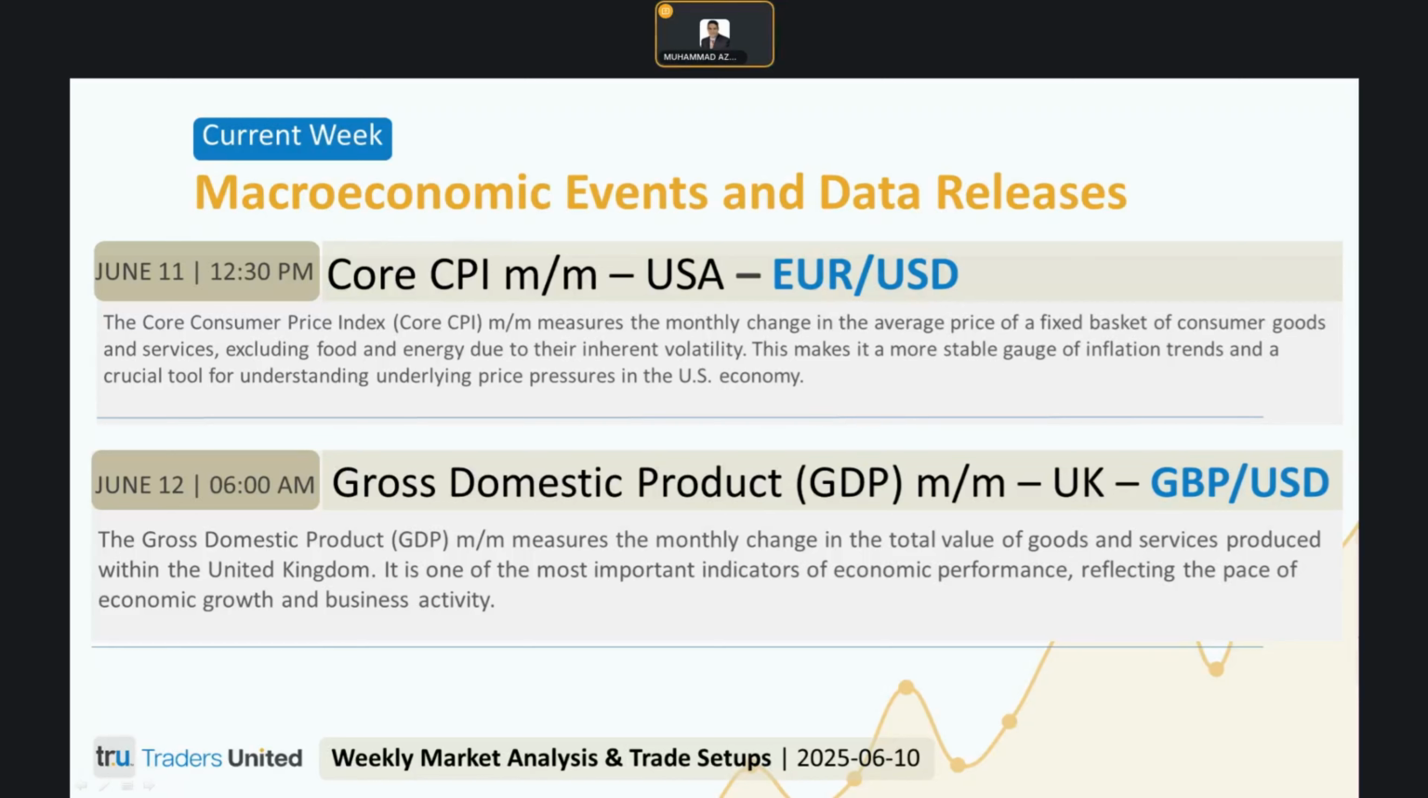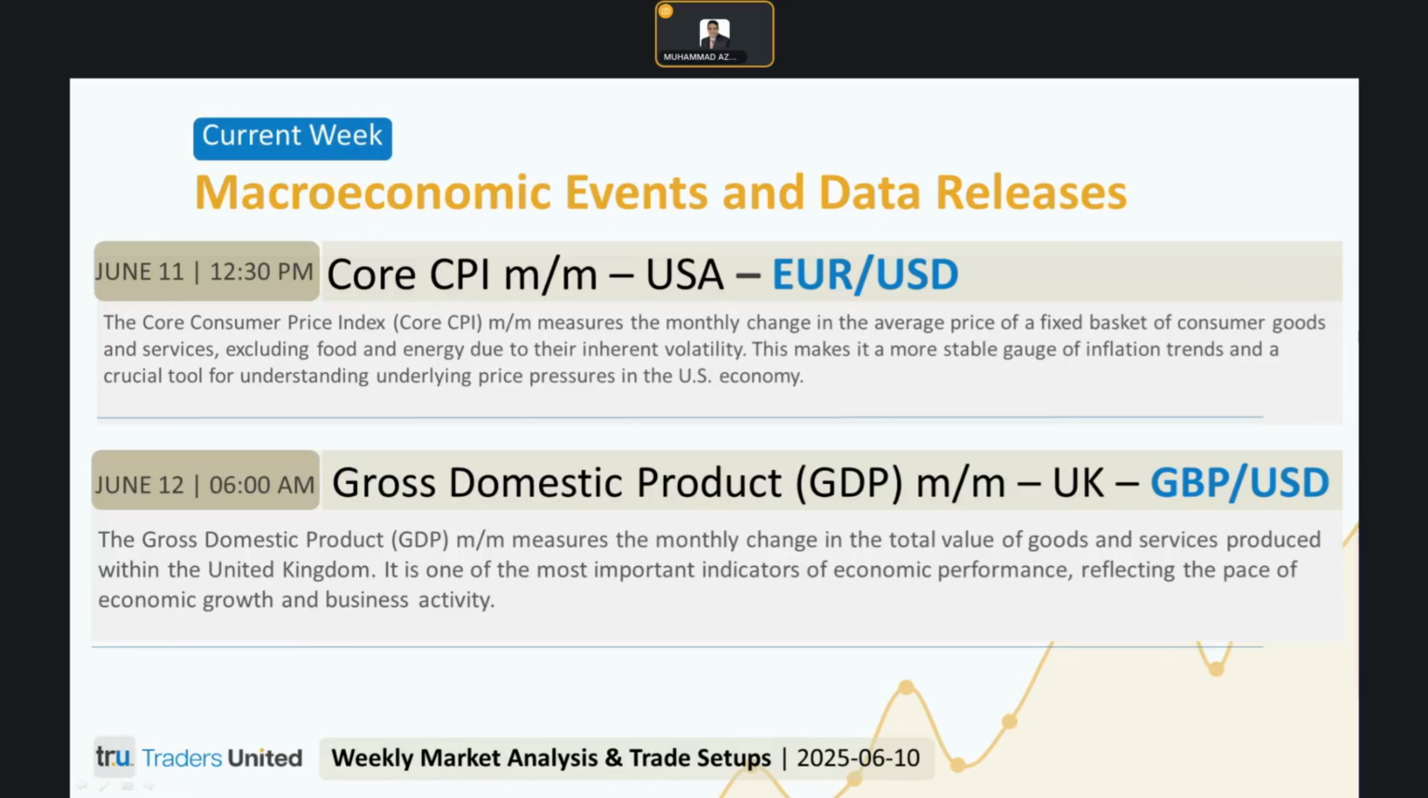A higher reading typically increases the likelihood of interest rate hikes, supporting the US dollar. Conversely, a weaker print may raise the odds of rate cuts, potentially weakening the US dollar and lifting Euro USD. Now, the core CPI number that we got previously was 0.2% based on the previous month's data, and the forecast is to get 0.3%. The actual data didn't release yet. It's going to be released tomorrow on June 11th.